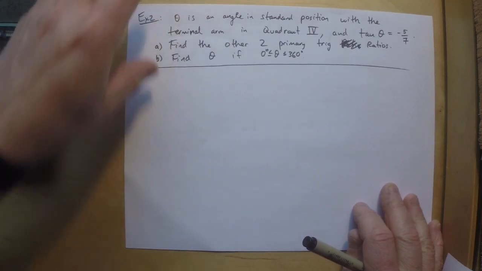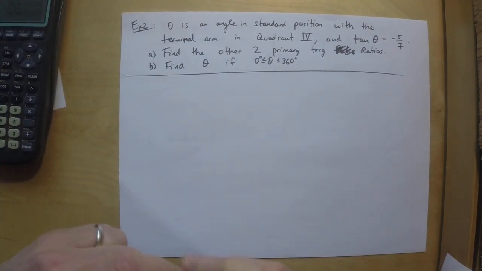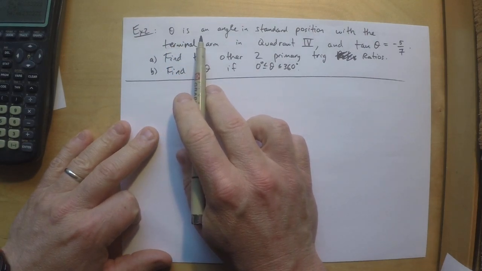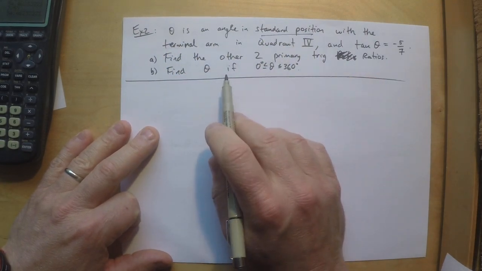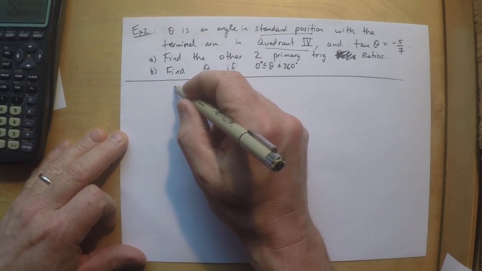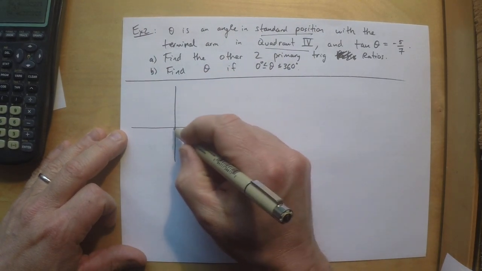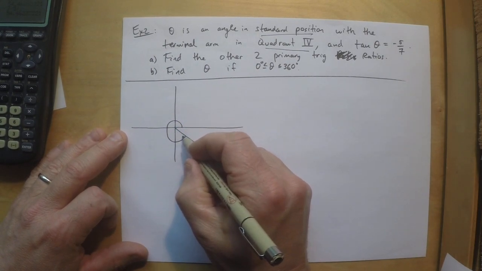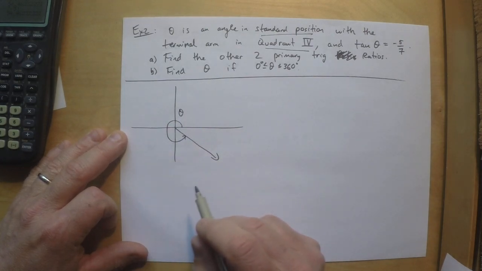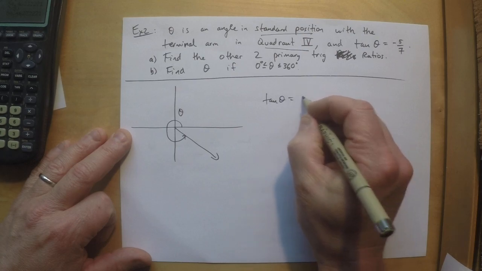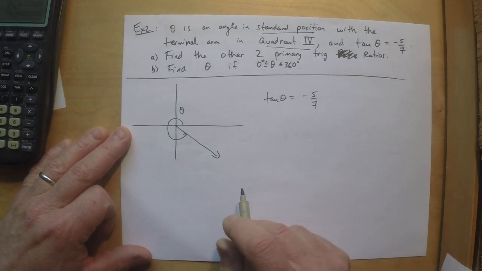Example number 2. These examples get smaller as we go along, is the good news. So theta is an angle in standard position, good for it, with the terminal arm in quadrant 4. See, right away, if I read that first part of the question, I'd be like, I'm in quadrant 4 with my terminal arm. Thank you very much. My angle must be like that. There's what I'm talking about. And they gave me this information. They told me that tan theta equals -5/7.